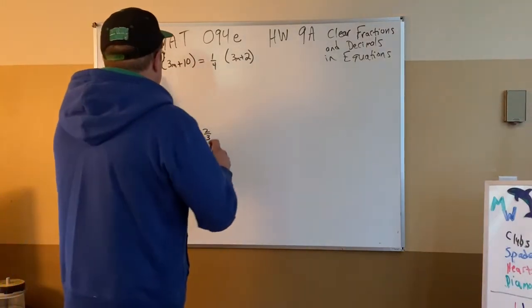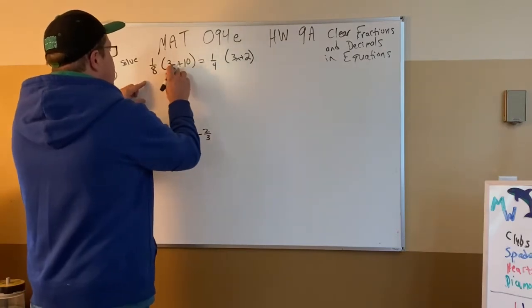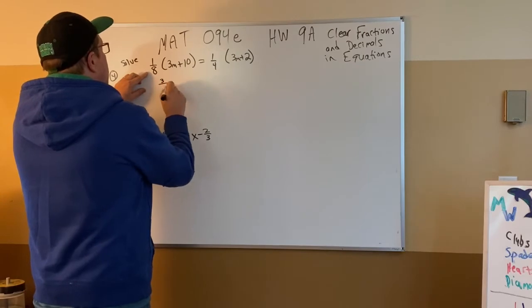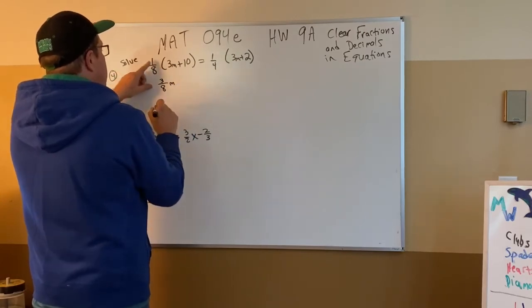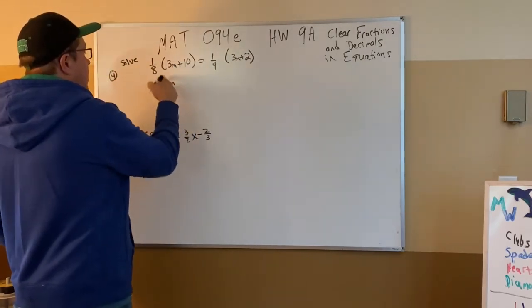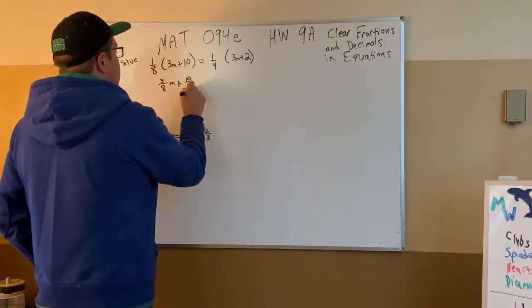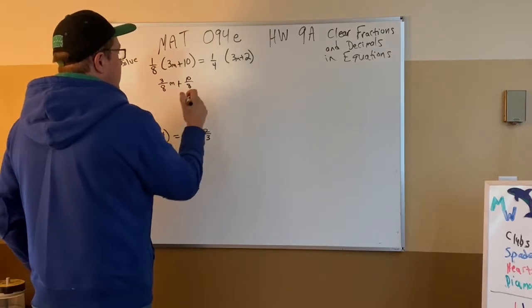So we're going to go 1/8 times 3. Each of these numbers is over 1. So we're going to get 1 times 3 with an M, but that's over 8. 1 over 8 is 1 times 3 on top, 8 times 1 on the bottom. Plus 1 times 10 on the top for 10, the bottom will be 8 times 1. You can make it 5/4, but that's not necessary.